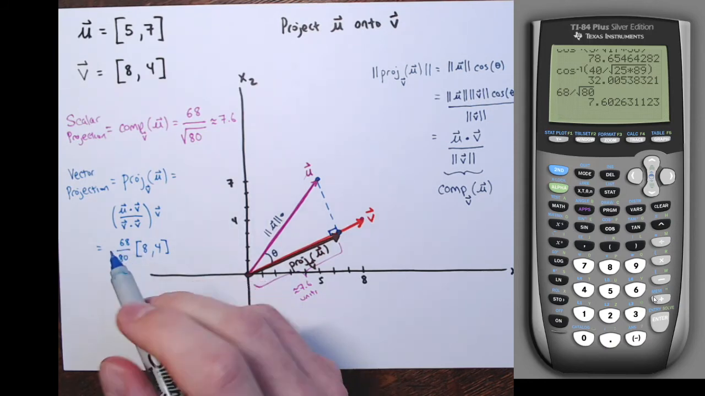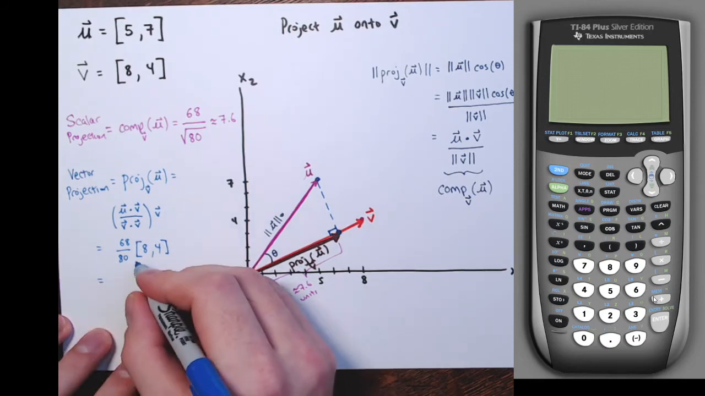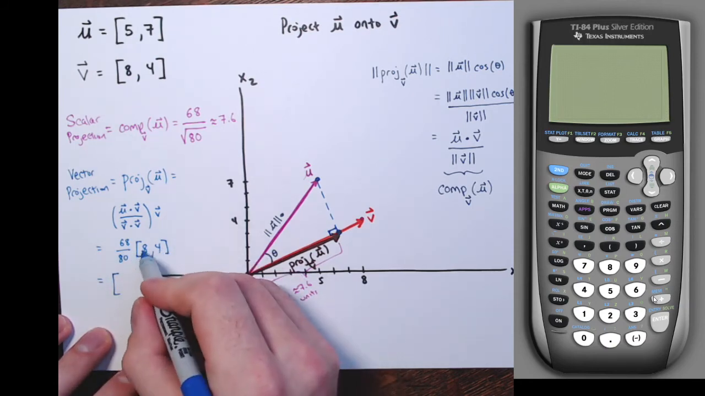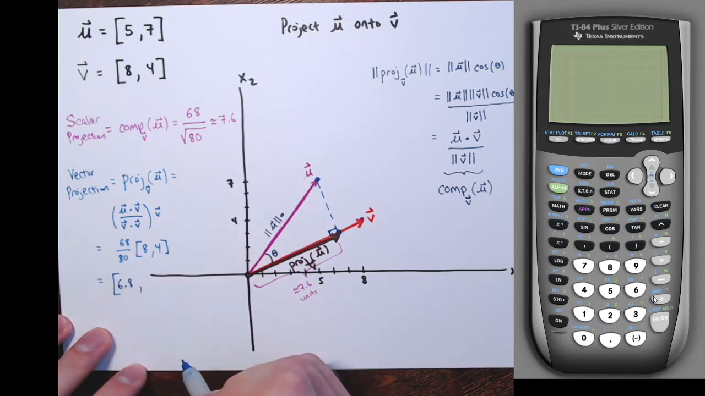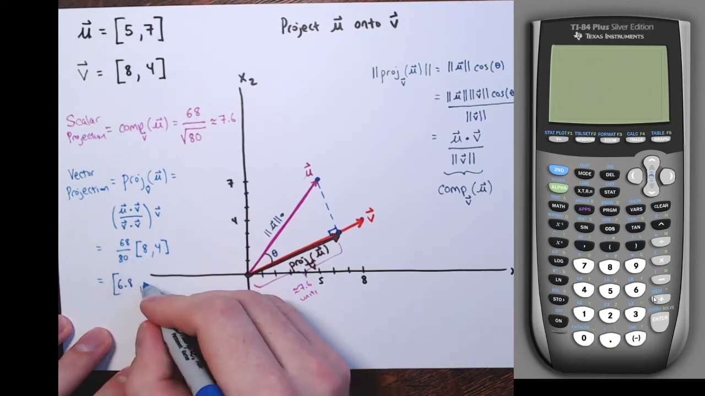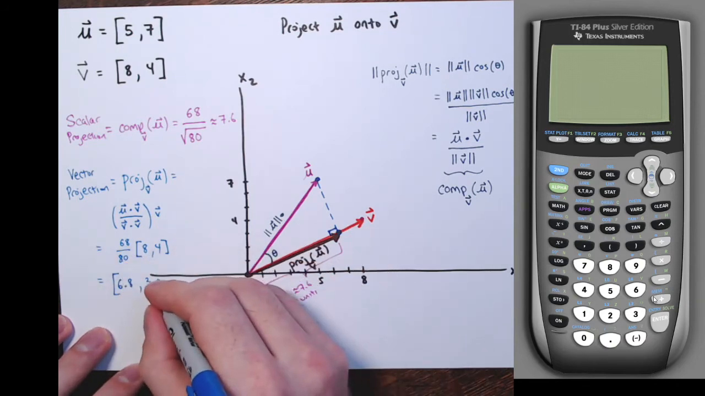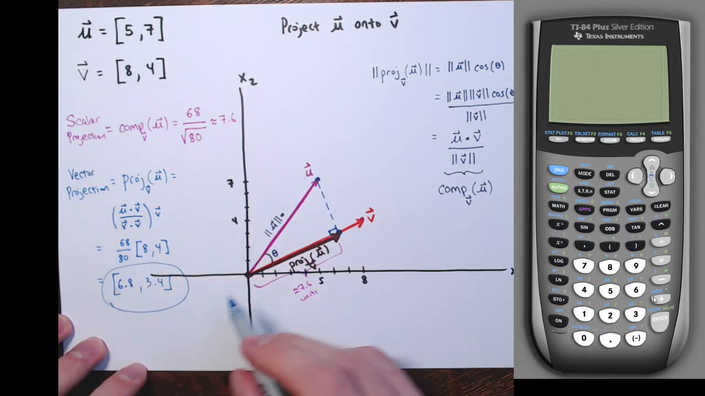Now, 68 80ths reduces a bit, but I'm going to do this, putting this scalar into the vector v. 8 goes into 80 10 times, so 68 divided by 10 is 6.8. And then 4 goes into 80 20 times, right? 2 goes into 68 34 times. That'd be the same as 34 tenths, 3.4. Right. So these are the components of this brown vector.